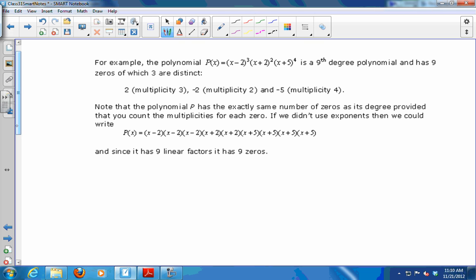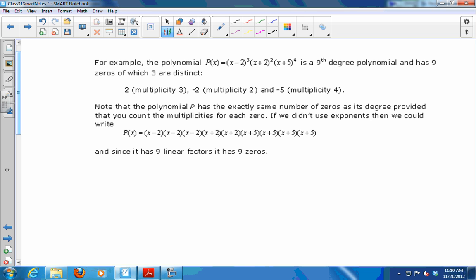So for example, (x - 2)^3 times (x + 2)^2 times (x + 5)^4 is a 9th degree polynomial. It has 9 zeros, 3 of which are distinct, right? So it's got a zero at 2, because when I set x minus 2 equal to 0, I get 2. And that is going to happen 3 times, because I have 3 factors of x minus 2. So 2 is a zero of multiplicity 3.